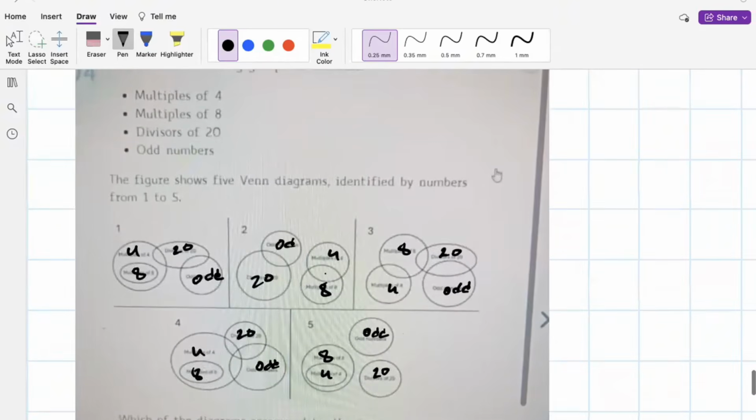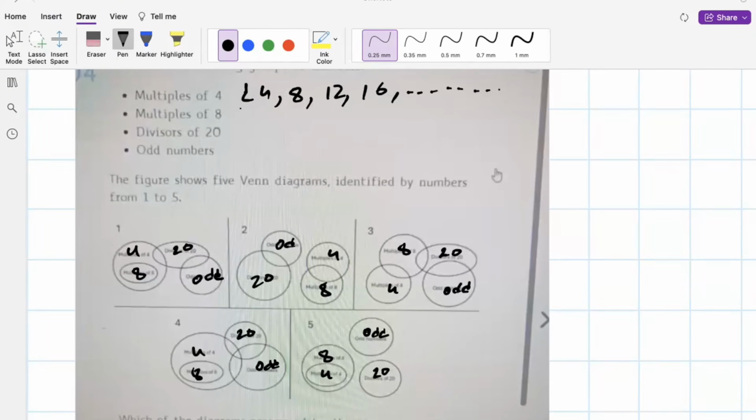In order to solve this problem, we just need to understand what it means for a number to be a multiple of 4, a multiple of 8, and a divisor of 20. Odd numbers are just like 3, 5, 7, and so on. I'll give you some time. Maybe I'll give you a hint. Multiples of 4 are the numbers that are divisible by 4 with no remainder. For example, 4 is divisible by 4, 8 is divisible by 4, 12, 16, and so on and so forth.